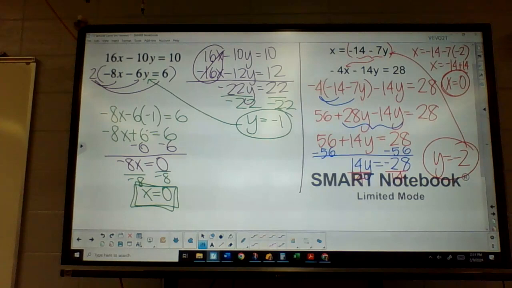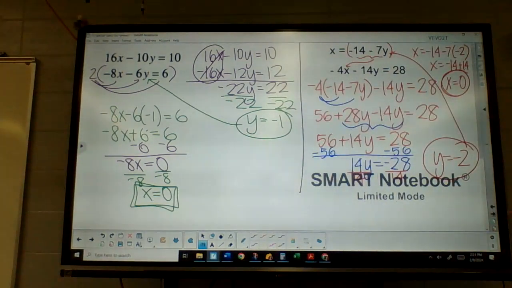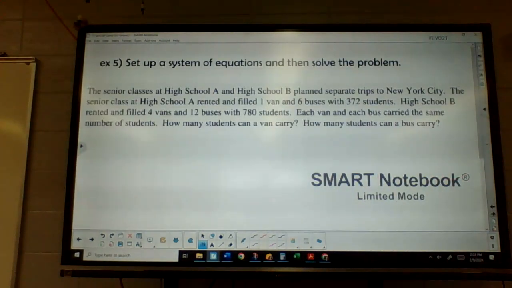And we do have a worksheet for our homework tonight that has a word problem on it as well. It has kind of a sampling of everything we've been doing: graphing, substitution, all the different types. So it says set up a system of equations and solve the problem.